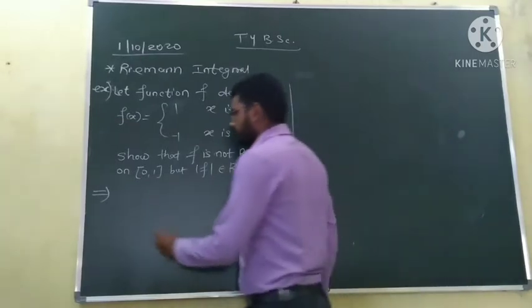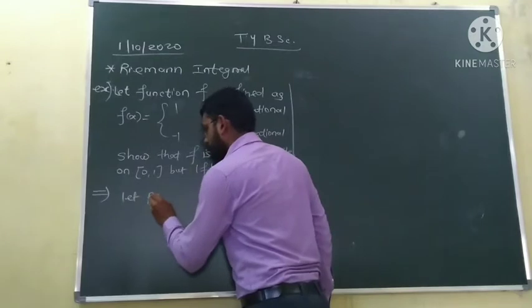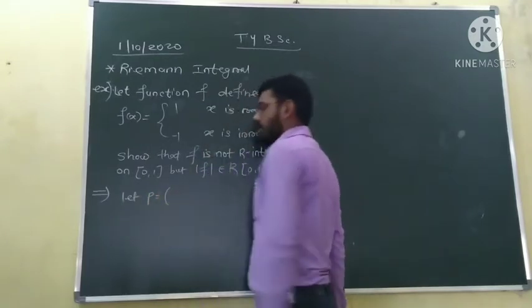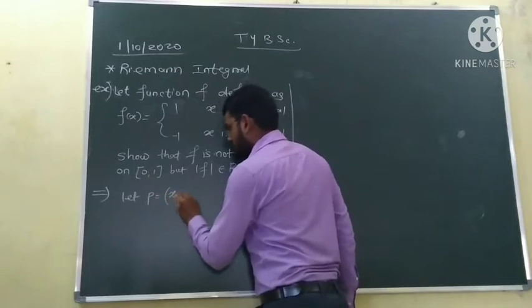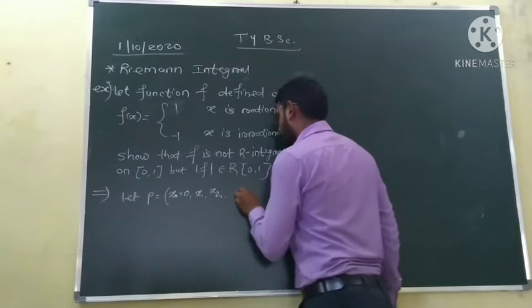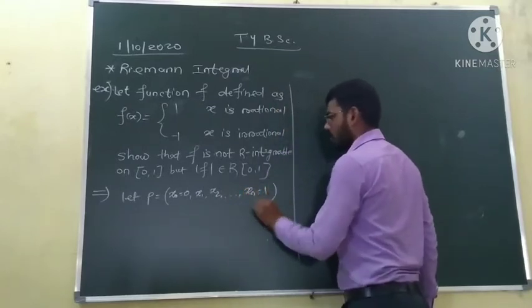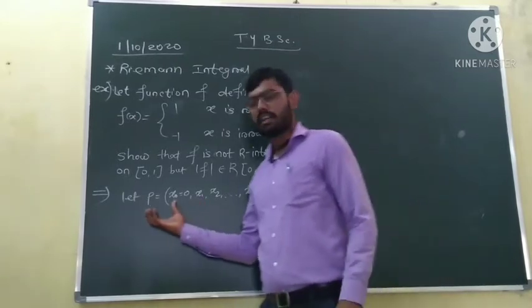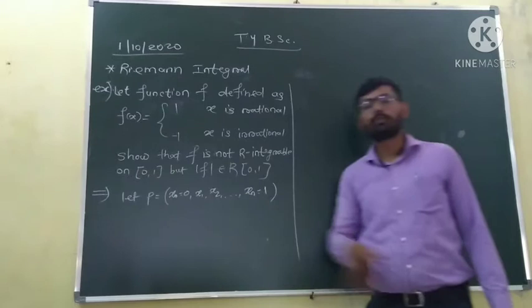So let the partition be: first point x naught is equal to 0, then some points x1, x2 up to xn, which is nothing but the last point 1. So we have taken some arbitrary partition of the interval 0 to 1.